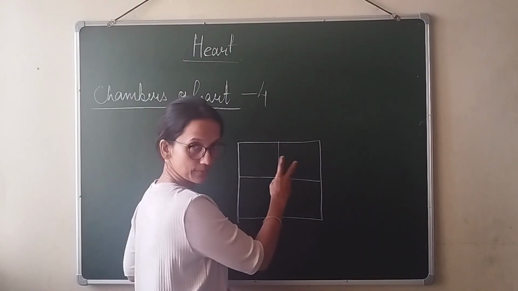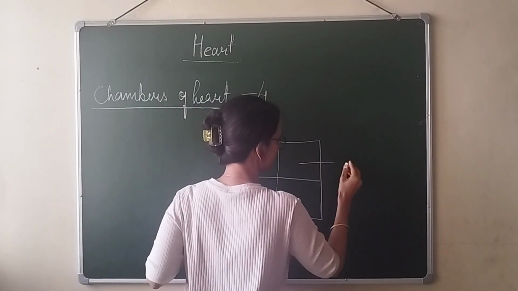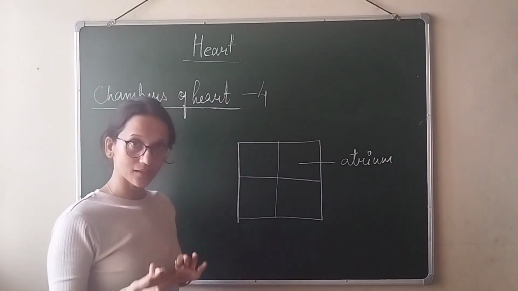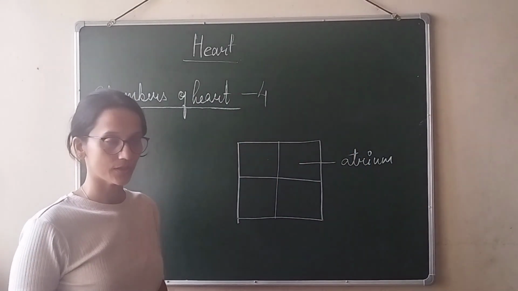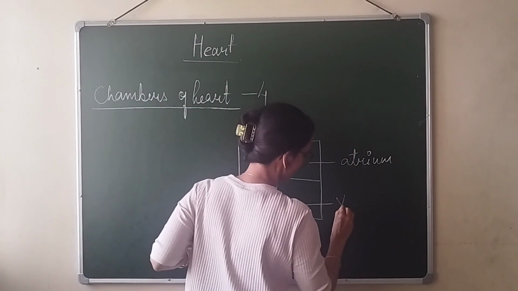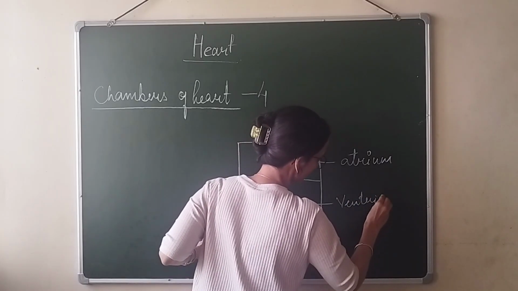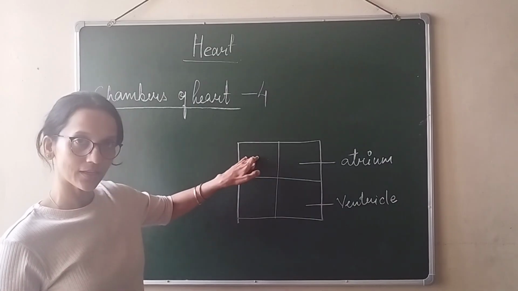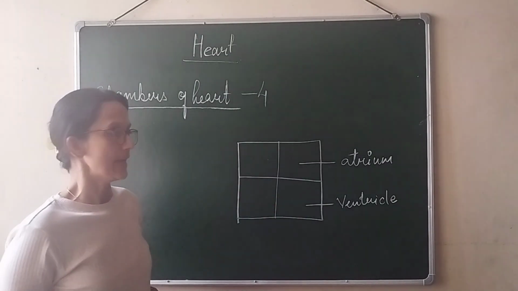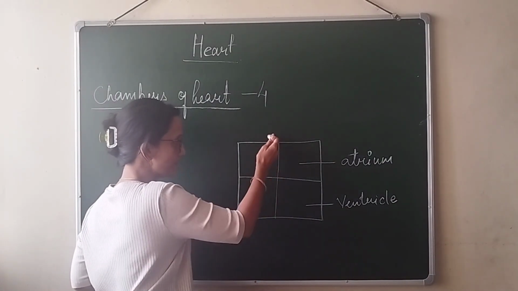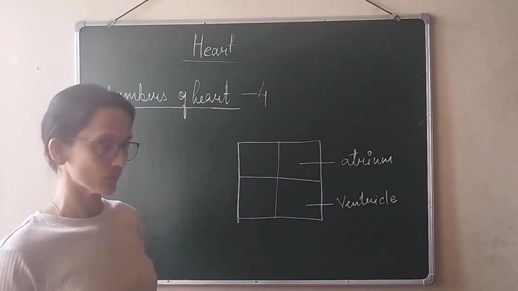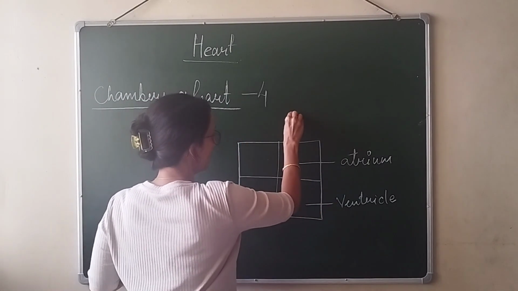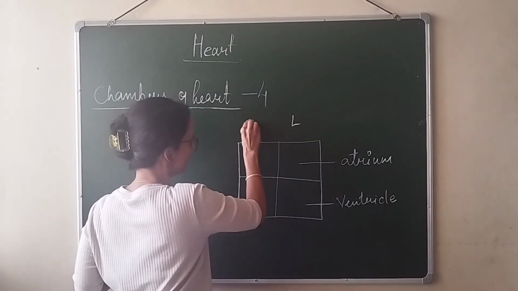The upper 2 chambers, they are called atrium, this is the singular, and plural is atria, and the lower chamber is known as ventricle and the plural is ventricles. So there are 2 atria and there are 2 ventricles. Now very clearly we can see there is a partition between the 4 chambers. Okay, so there is partition that is separating the left side of the heart from the right side.